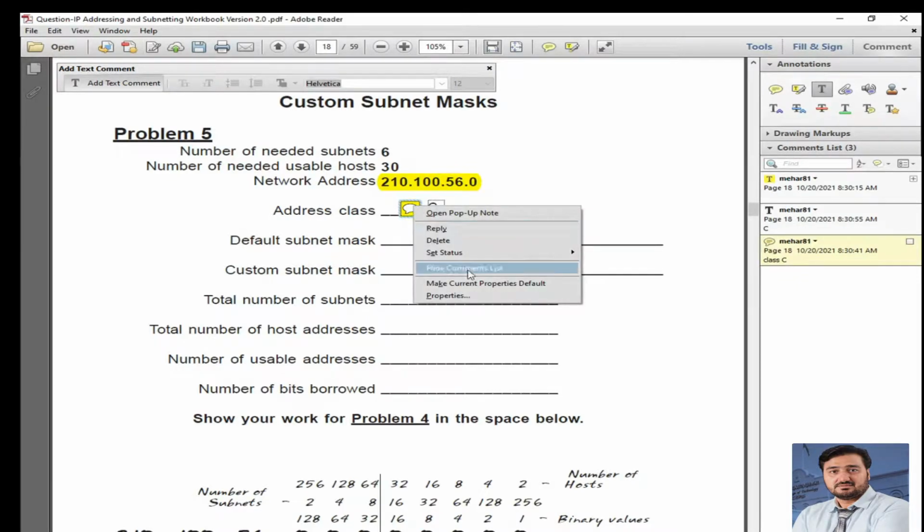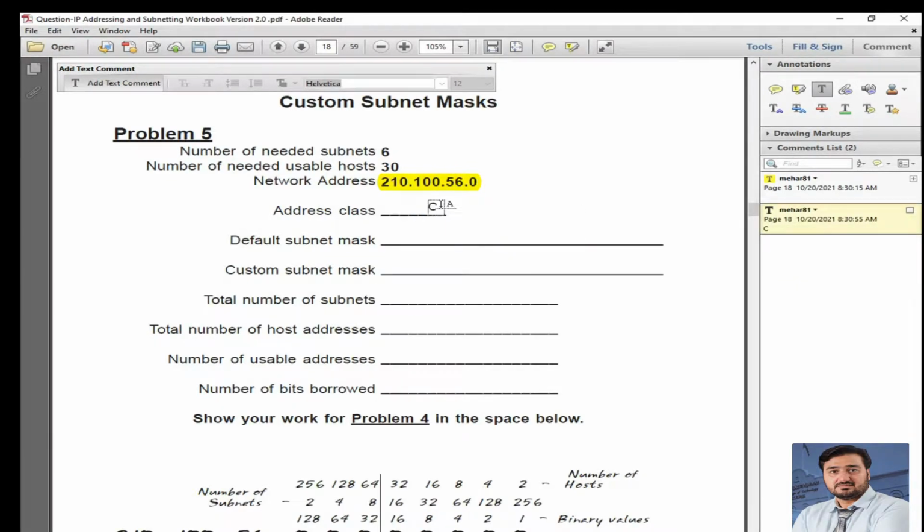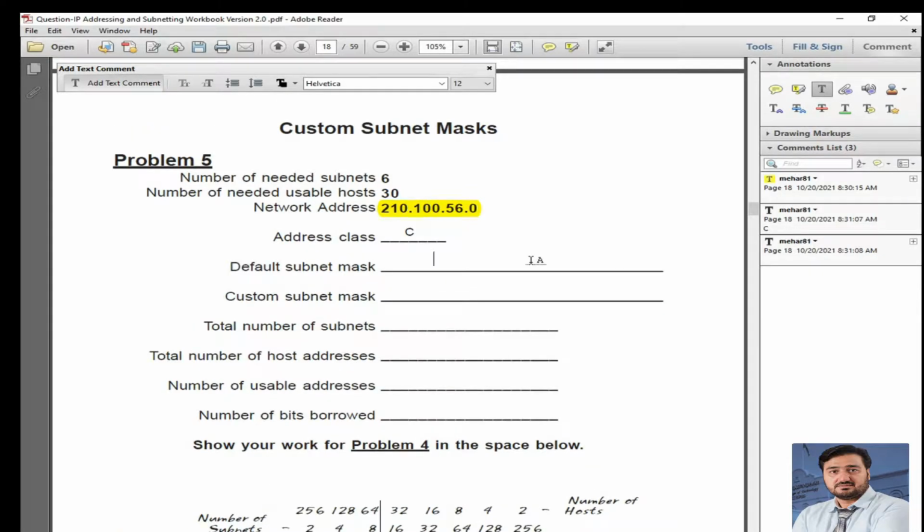Okay, this is class C. So what is the default subnet mask here? 255.255.255.0. So this is the default subnet mask. The customized subnet mask we need to find. The total number of subnets, we need to find. The total number of host addresses, we need to find. The number of usable addresses, we need to find. Number of bits borrowed: first we will borrow the number of bits. How many bits do we need to borrow?